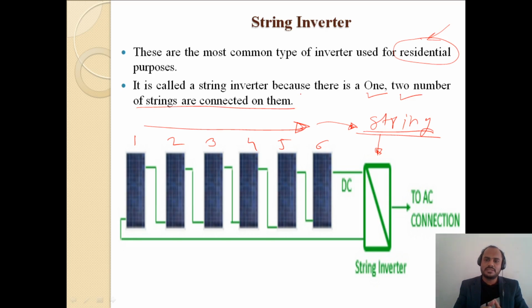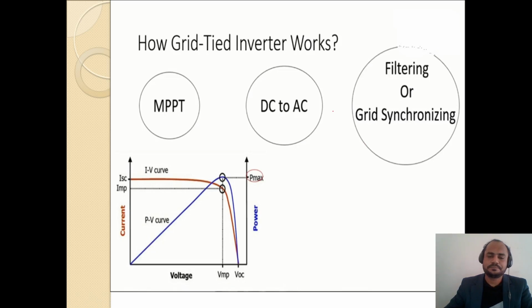Basically the number of strings that we are connecting to the inverter depends upon the particular manufacturer. If the manufacturer is giving more MPPT inputs on the inverter, then we can connect more strings to the individual string inverter. One by one we're going to see regarding this string inverter.